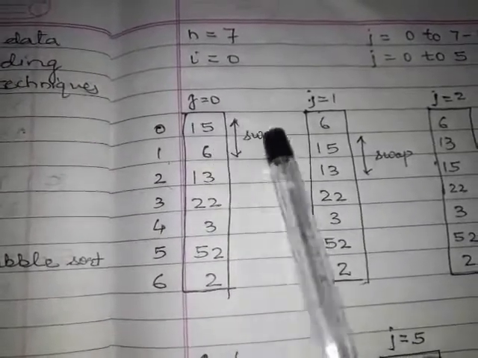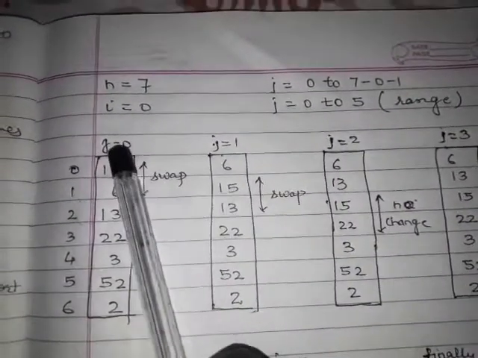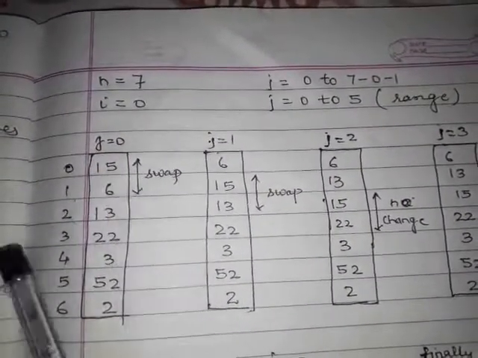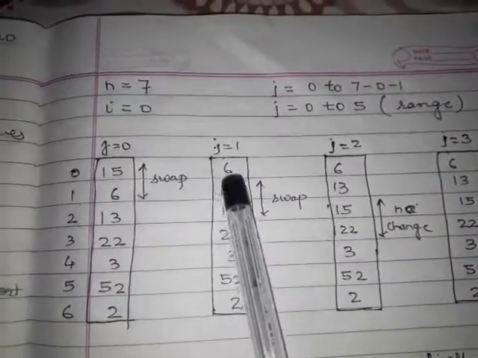So this is the main logic. Now j will run from 0 to 5. For j equals 0, we swap the first two elements. Now j equals 1. Now we move to index 1.